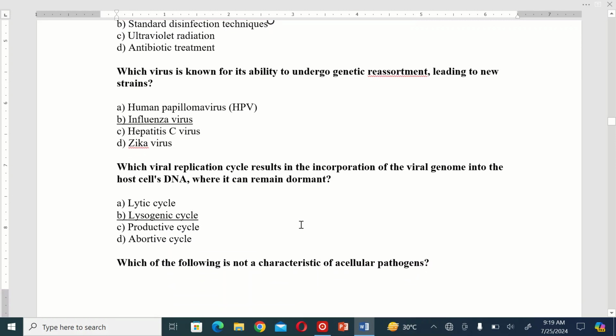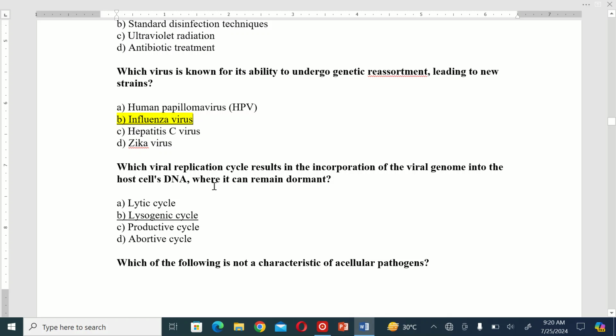The next MCQ is: which virus is known for its ability to undergo genetic reassortment leading to new strains? A. Human papilloma virus. B. Influenza virus. C. Hepatitis C virus. And D. Zika virus. So the correct option is B. Influenza virus.